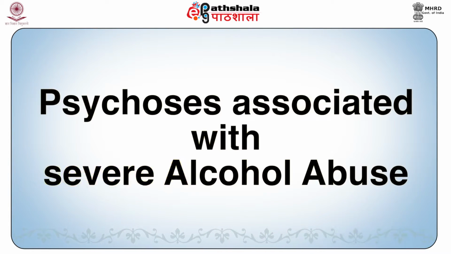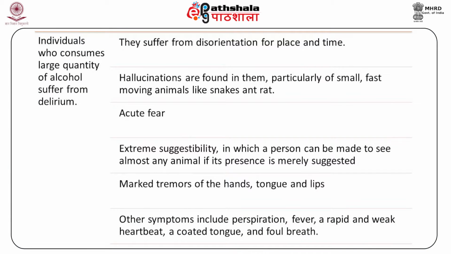Psychosis associated with severe alcohol abuse. Individuals who consume large quantities of alcohol suffer from delirium. They suffer from disorientation for place and time. Hallucinations are found in them, particularly of small, fast-moving animals like snakes, ants, rats. Acute fear, extreme suggestibility, in which a person can be made to see almost any animal if its presence is merely suggested. Marked tremors of the hand, tongue, lips. Other symptoms include perspiration, fever, a rapid and weak heartbeat, a coated tongue, and a foul breath. Delirium typically lasts from 3 to 6 days and is generally followed by sleep.